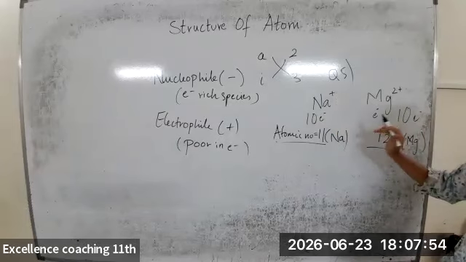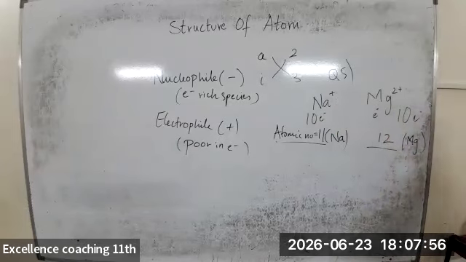You all understood, right? In my notes I have not mentioned the isoelectronic concept, but you can make a note. The number of electrons should be the same. In other words, isoelectronic species are species which have the same number of electrons, irrespective of the charges.